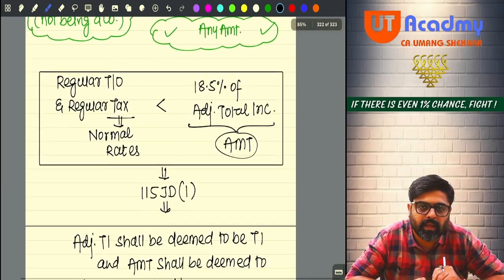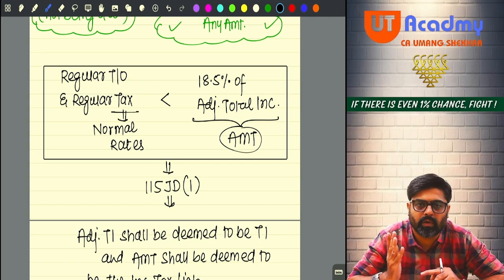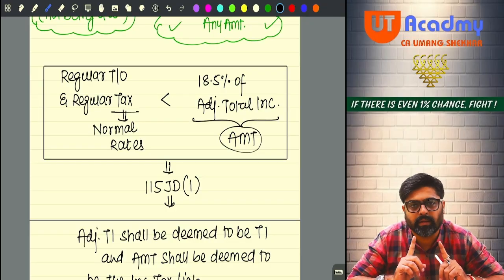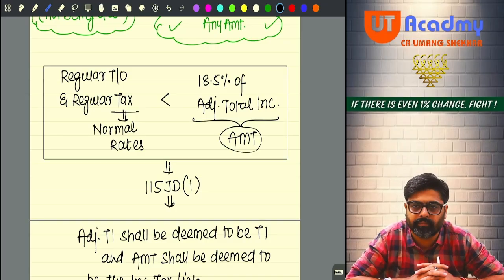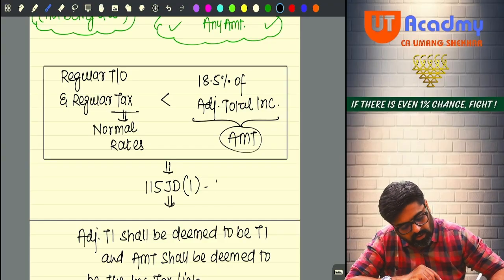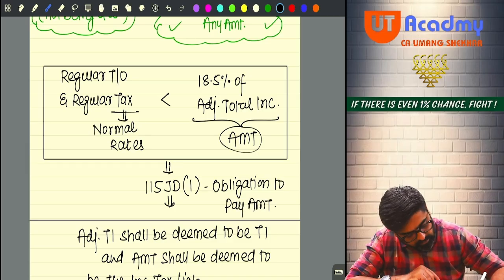So now your income tax liability, which was the regular tax, even that will be ignored. Your regular total income will be ignored. Your regular tax which you have calculated will be ignored. Adjusted total income will be deemed to be your total income, and the AMT which you have calculated will be paid by you as your income tax liability. This is 115JD subsection 1, which talks about the obligation or liability to pay alternate minimum tax.